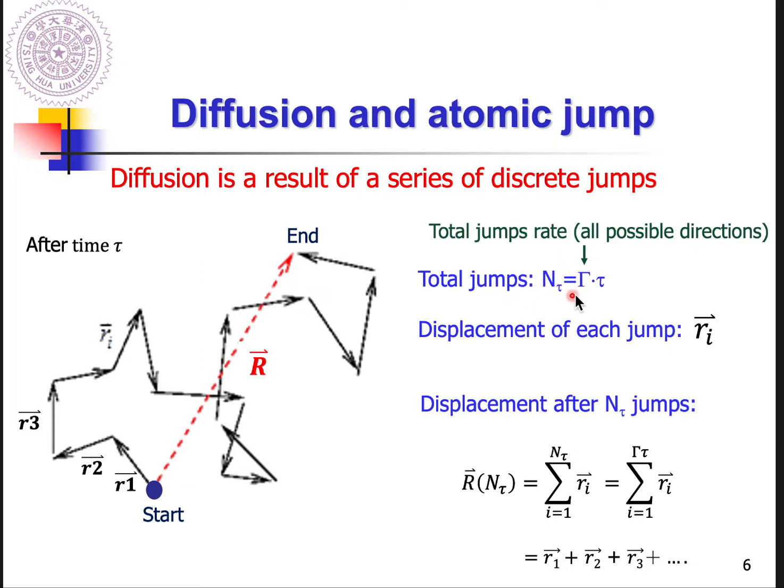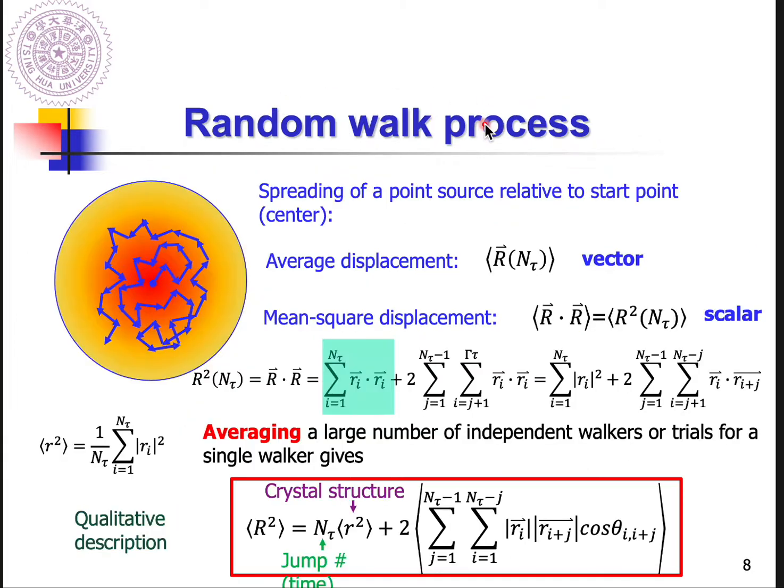So what is N tau? Gamma is the total jump rate, times the diffusion time period tau. So you get the total number of jumps. So the capital R is r1 plus r2, r3, up to r N tau, because this atom already made N tau jumps. Okay, so we try to correlate the diffusion with the atomic jumping process.